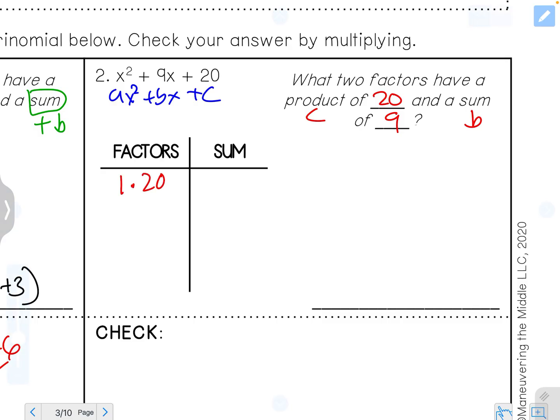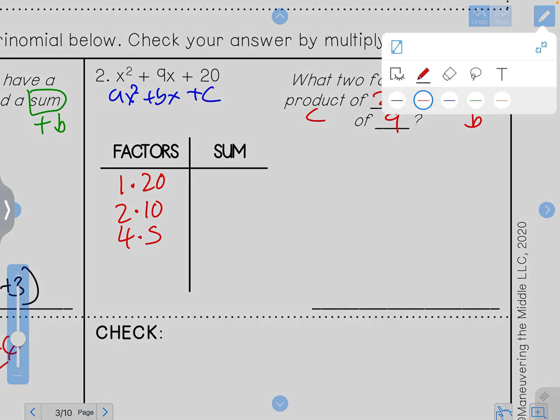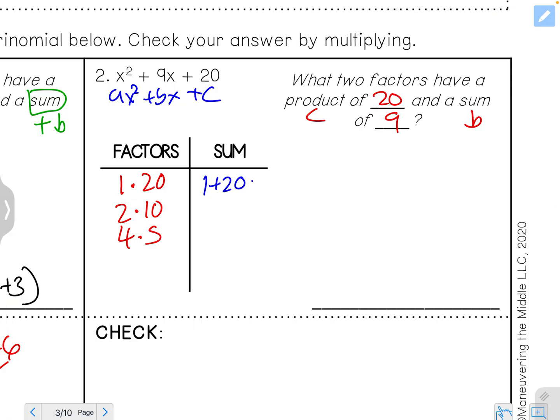So I can do 1 times 20. I can do 2 times 10. I can't do 3. And then I can do 4 times 5. So now we need to add them together. 21's not 9. 12's not 9. And so that's our winner.